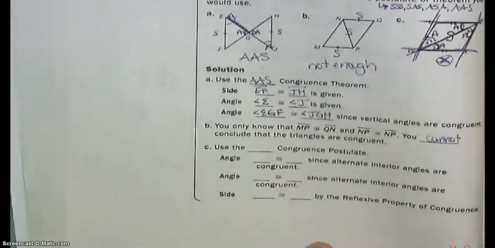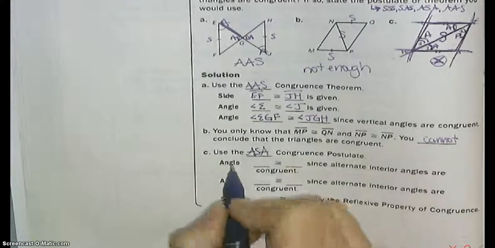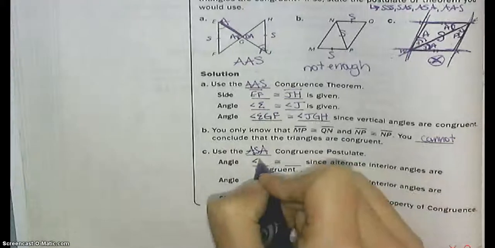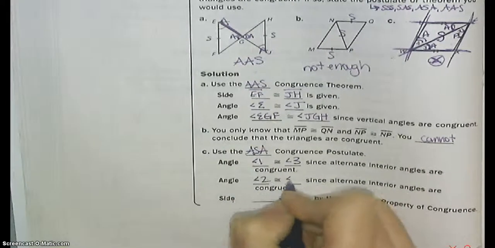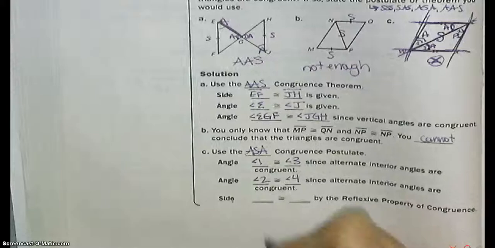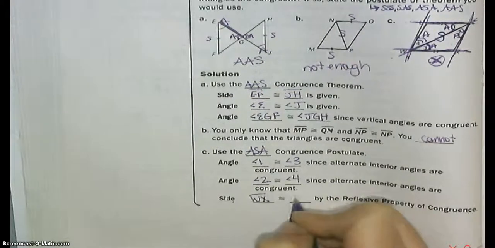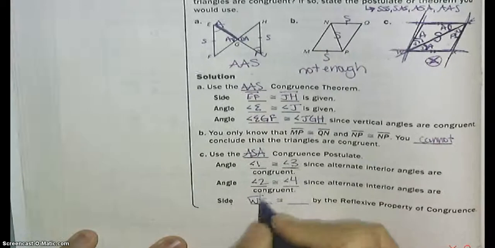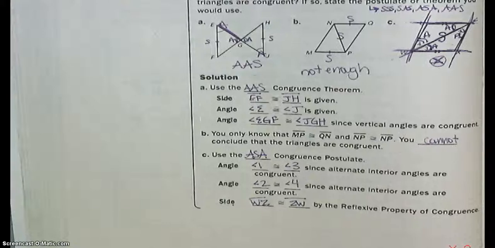So now we need to list all those things. We're using angle, side, angle. So we've got to list the angles and the side. So we had 1 and 3 were alternate interior, 2 and 4 were alternate interior, and they were sharing a side. WX, I believe, oh, I'm sorry, that's WZ, and ZW for the other one.